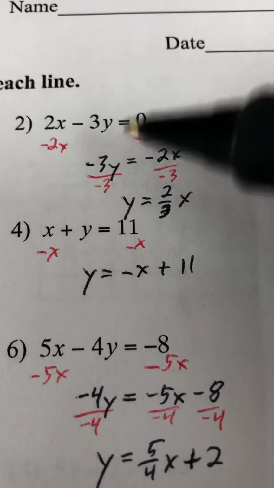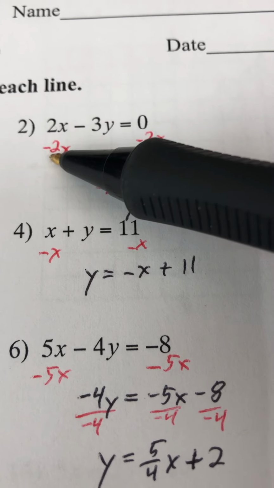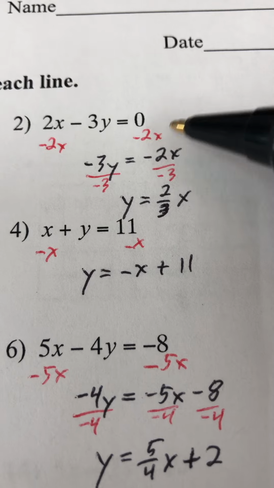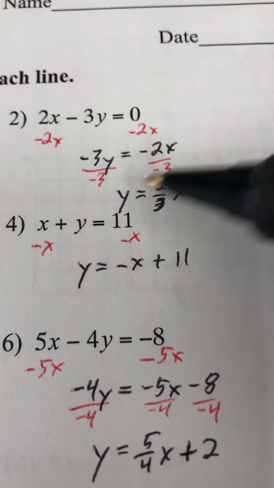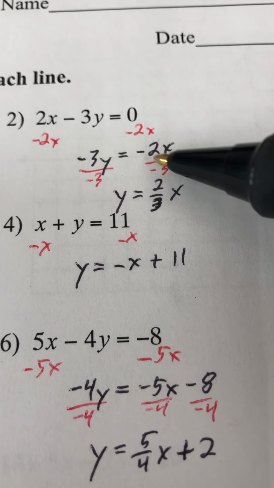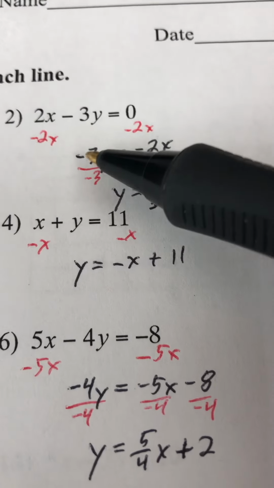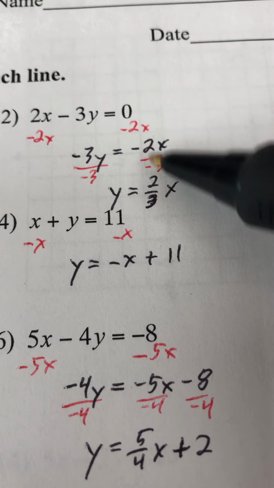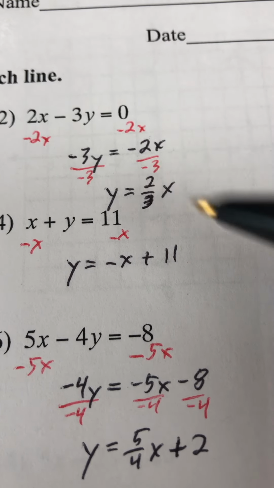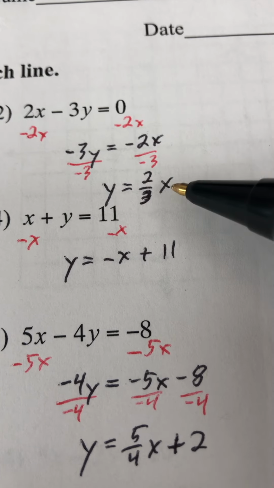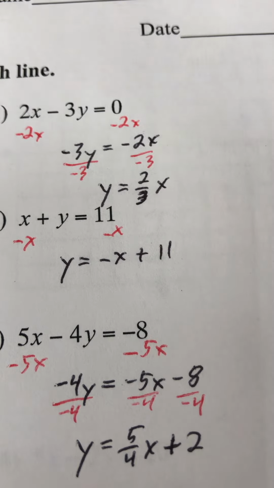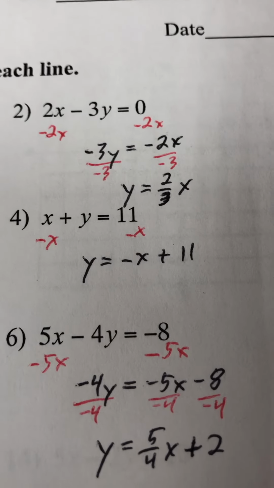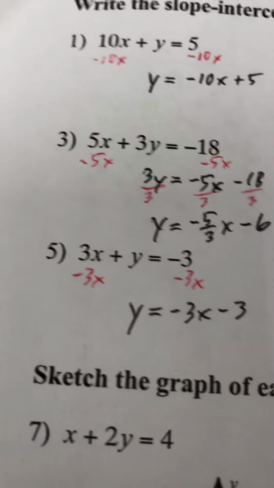Okay, number 2 is actually a little bit more complicated right off the bat. I'm going to subtract 2x from both sides. Notice I wrote in red what I'm thinking. You don't have to write this stuff. When I subtract 2x from both sides, I end up with negative 3y equals negative 2x. I divide both sides by negative 3, and so in red I'm showing what I'm doing. And so y equals 2 over 3x. And I got rid of the negatives because a negative over a negative is just a positive. Remember, 2 negatives make a positive.